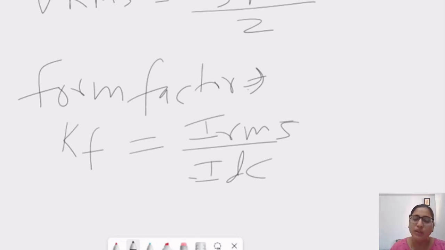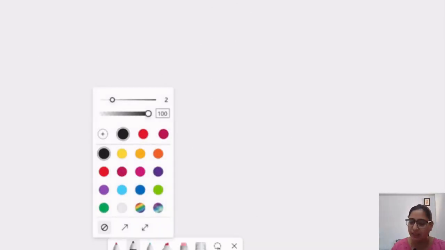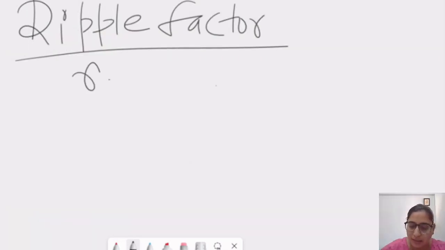Now the last thing we have to discuss for today is ripple factor. What is ripple factor? It is the most important term from which we can decide how efficient this half wave rectifier is. So ripple factor is gamma, which is the ratio of IAC over IDC. Clear? So harmonics present in AC over DC.